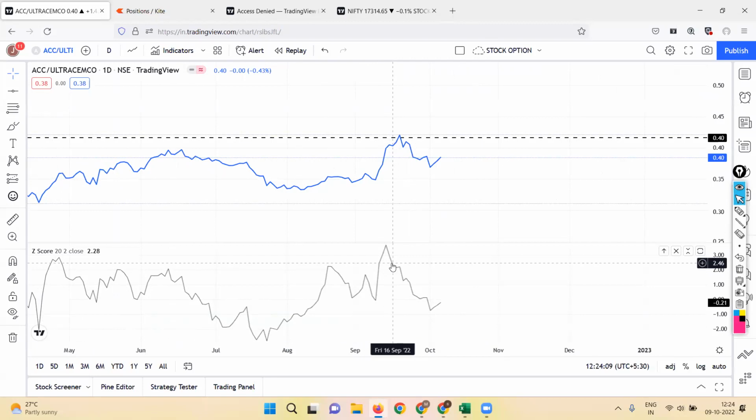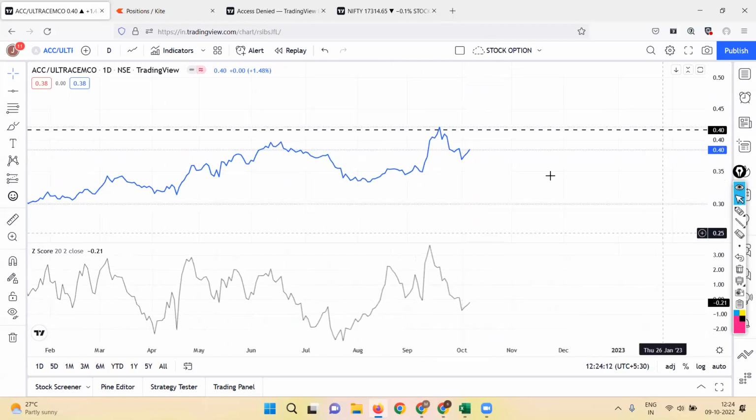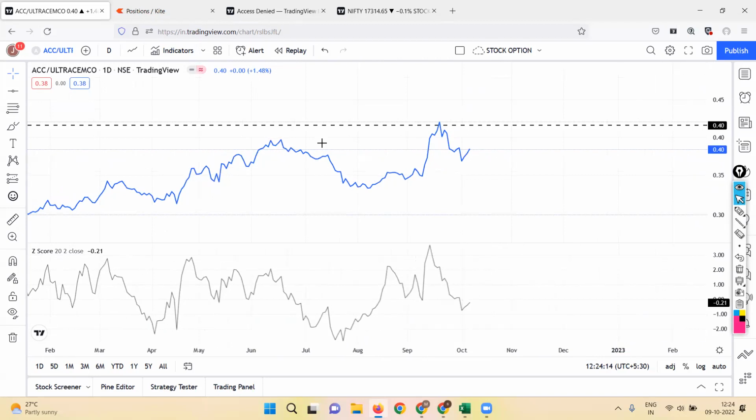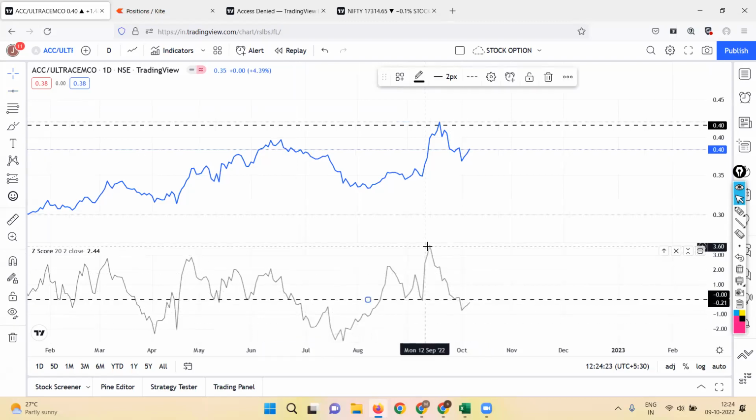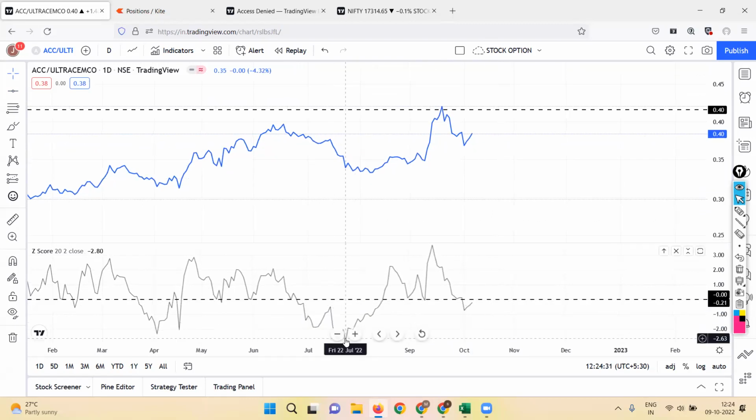Z score is 2.46. So when to close the pair? Why should I close on 4th October? If we take the 0 level, exactly 0 point, when the Z score touches the mean, that time we close for profit. So here is one opportunity: ACC buy and Autotech cement sell.